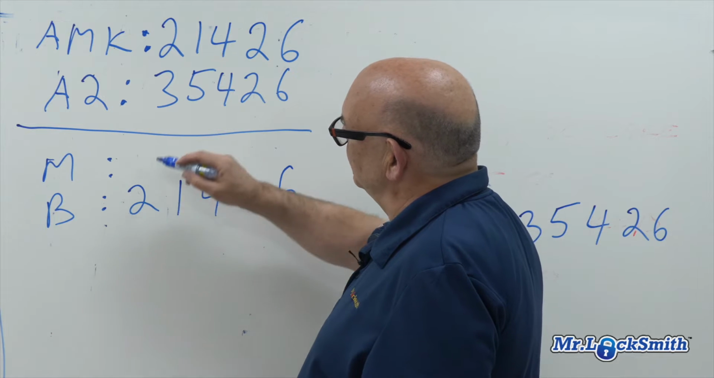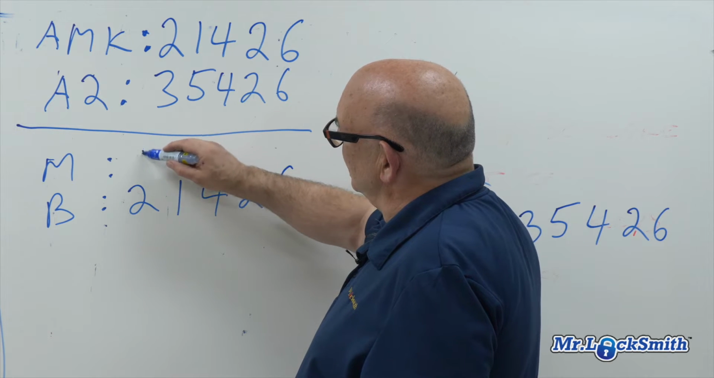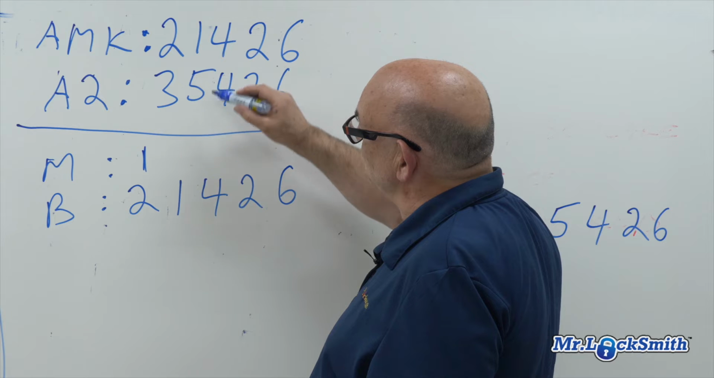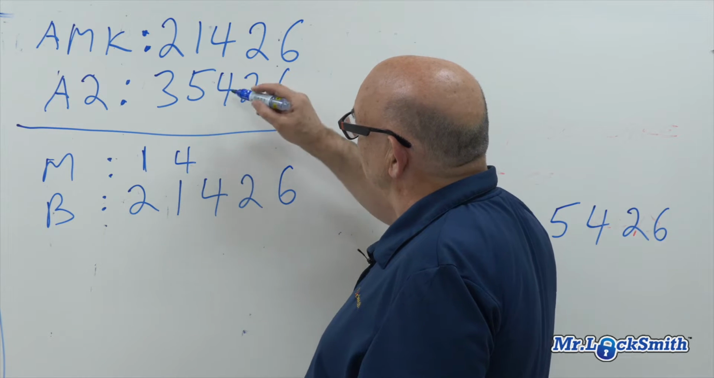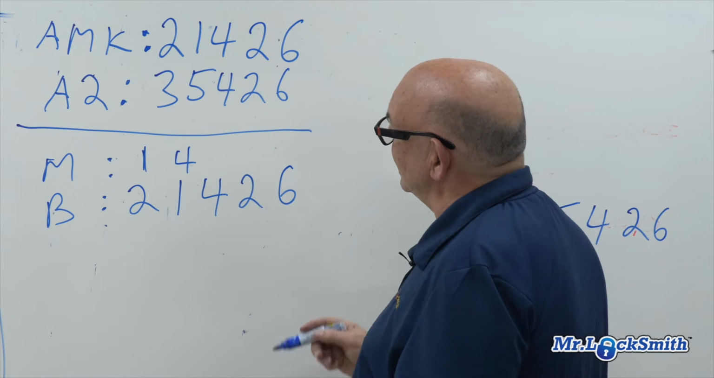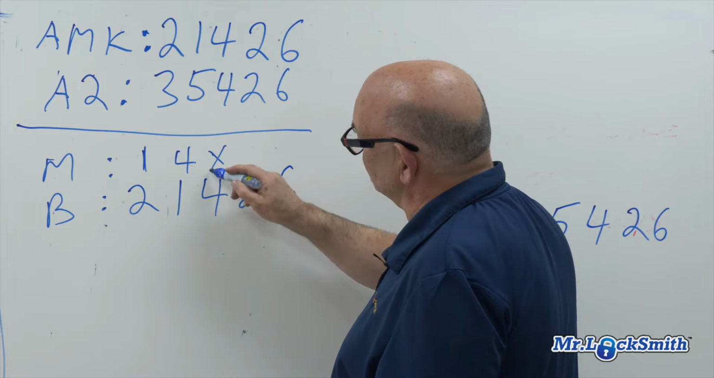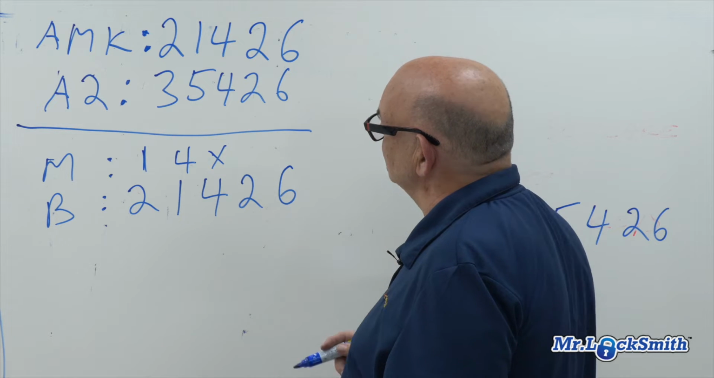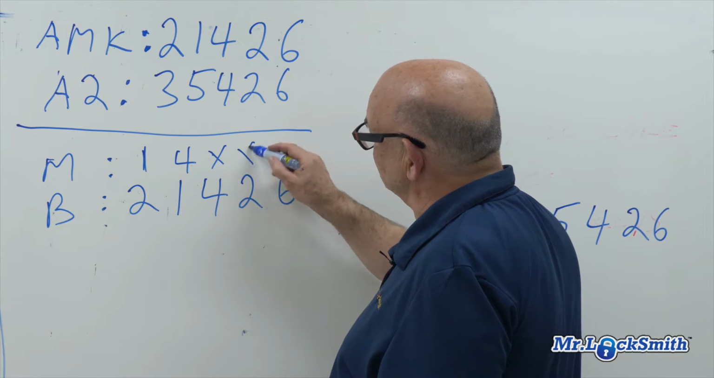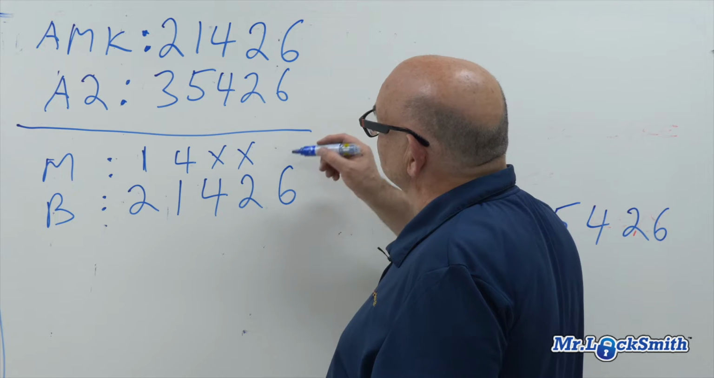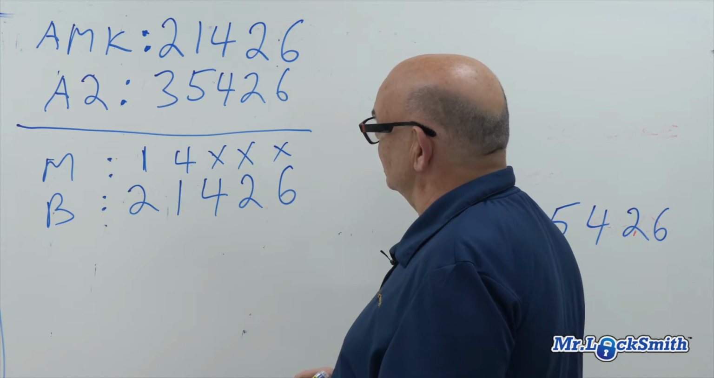Master pins. 3 minus 2 is 1. 5 minus 1 is 4. 4 minus 4 is not 0, it's X. 2 minus 2 is not 0, it's X. 6 minus 6 is X, not 0.